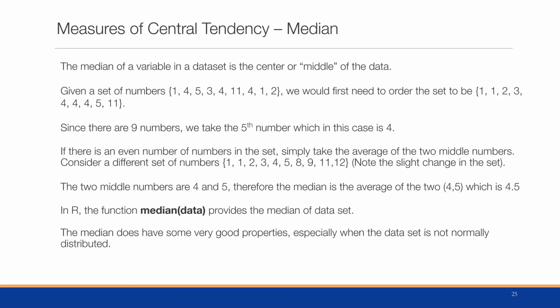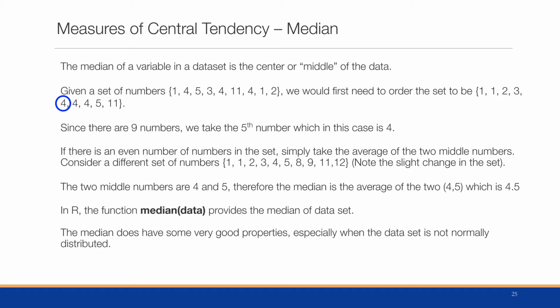The median of a variable in a data set is the center or middle of the data. So given a set of numbers, 1, 4, 5, 3, 4, 11, 4, 1, 2, we would first need to order the set to be 1, 1, 2, 3, 4, 4, 4, 5, and 11. Since there are 9 numbers, we take the fifth number, which in this case is 4.